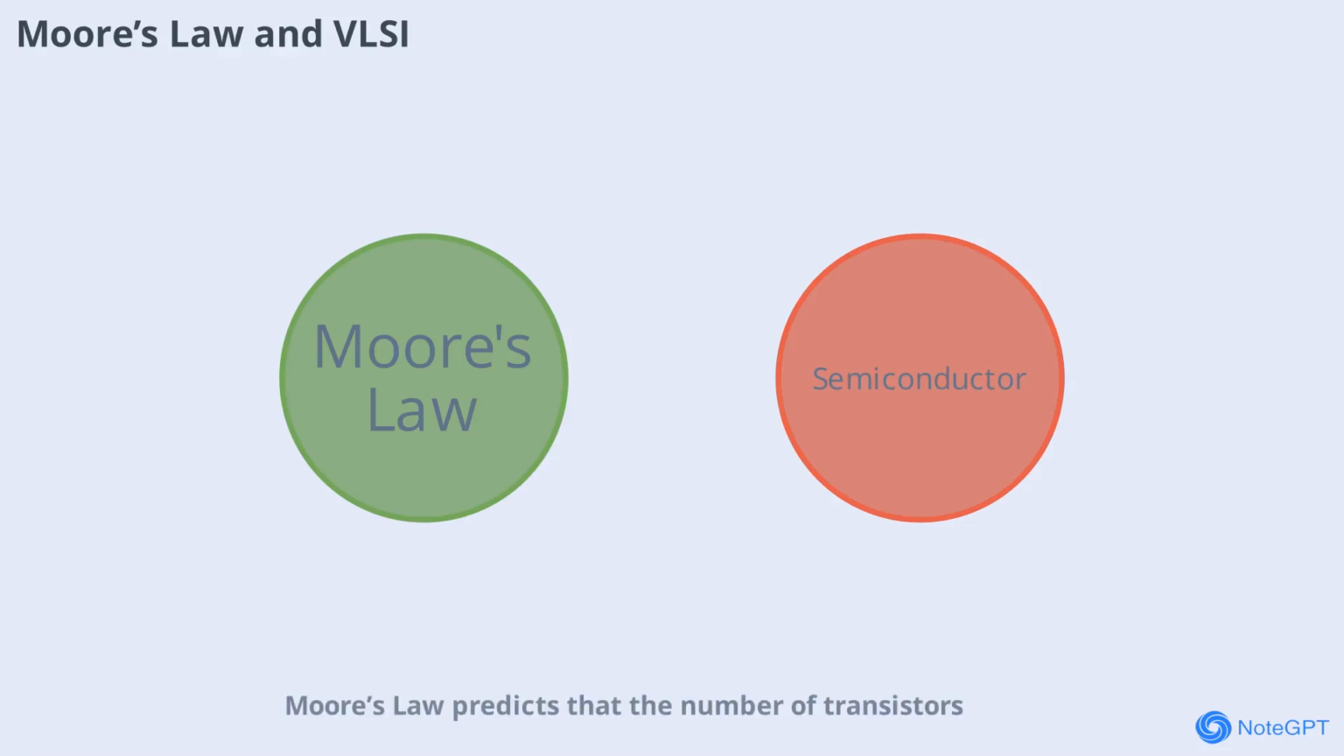Moore's law predicts that the number of transistors on a chip doubles approximately every 2 years. This observation has guided the semiconductor industry for decades, driving rapid advancements in VLSI design. As chips become more densely packed, their performance increases while costs decrease. However, as we approach physical limits, new challenges arise in maintaining this pace. Moore's law remains a central concept in understanding the evolution and future of VLSI technology.